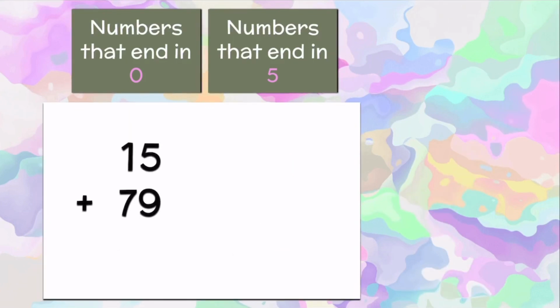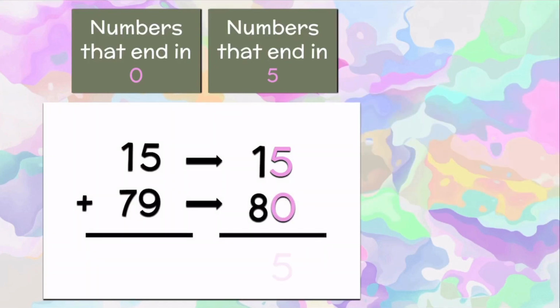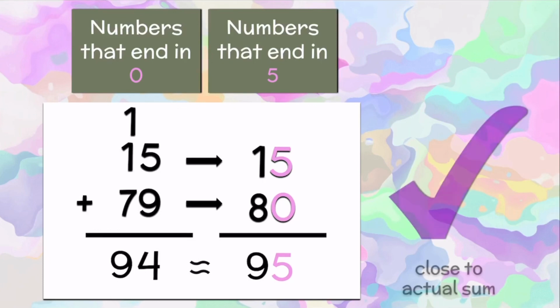Let's add 15 plus 79. We notice that 15 already has a 5 at the end, so we will simply keep it 15. Now 79. What number close to 79 either ends in a 0 or a 5? We know that 79 is pretty close to 80. Let's quickly add 5 and 9. Now let's add the standard way. 5 plus 9 is 14, and 7 plus 2 is 9. We notice that when we use compatible numbers, we got a sum that was pretty close to the actual sum.